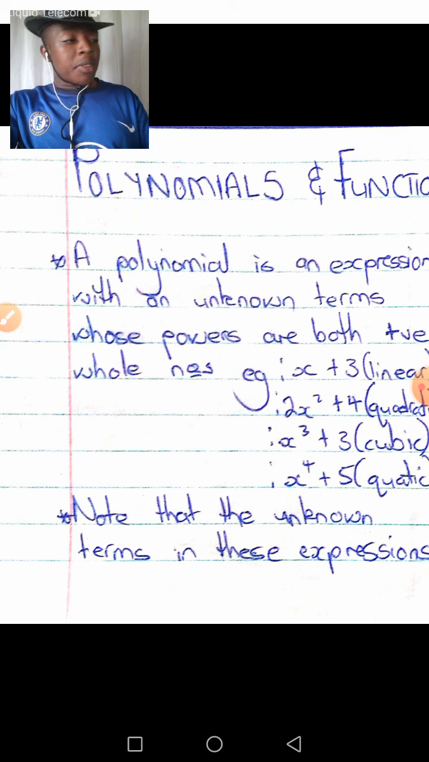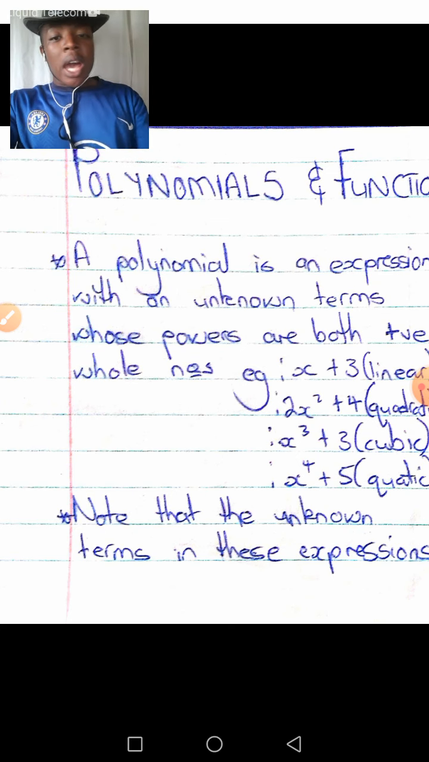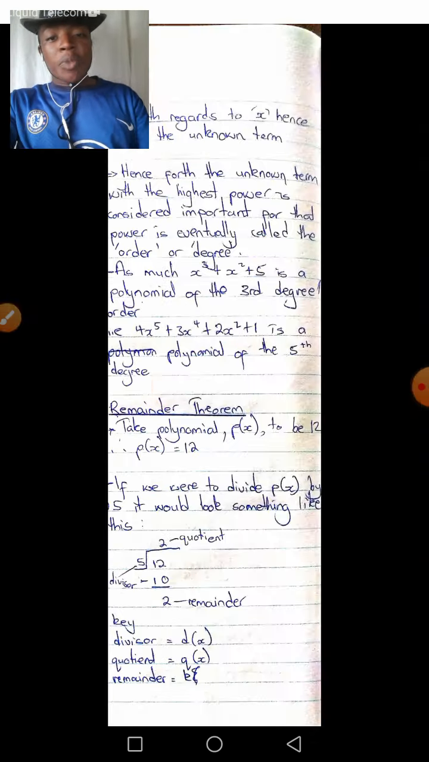We've got the power of x to the power of 4 plus 5, which is positive 4, therefore it is a quartic expression. Now note that the unknown terms in these expressions are with regards to what? To x, right? Hence x is the unknown term.